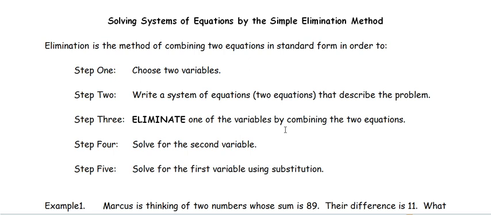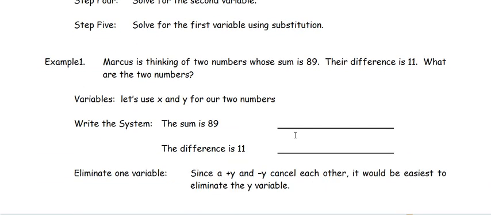Here are the steps. You're going to choose the two variables, if you don't already have them given. Write a system of equations. Eliminate one of the variables by combining the two equations. I think you'll find this very interesting. Solve for the second variable and solve for the first variable using substitution. So we're going to use substitution again, but not the whole thing. So let's look at this.